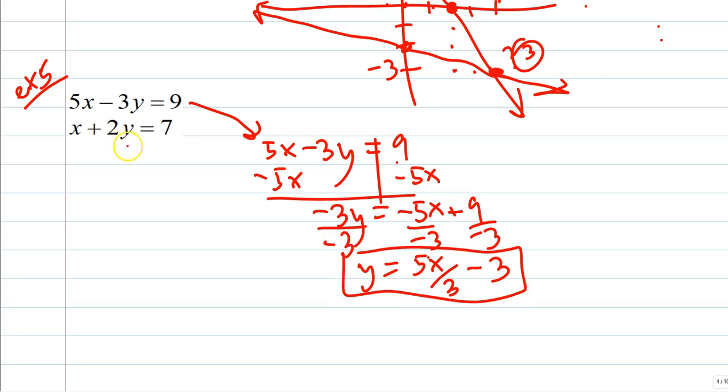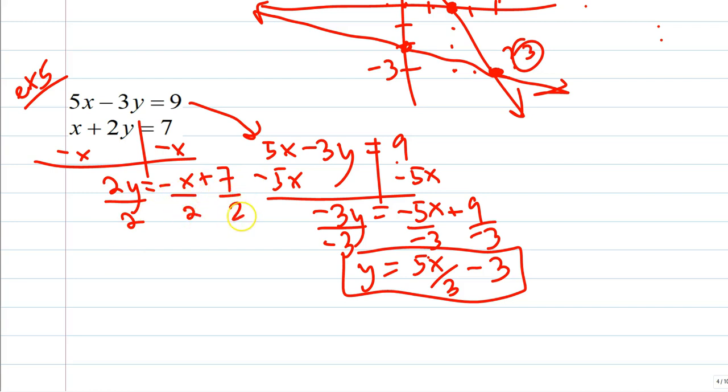Second one, solve for y. Move the x to the other side. 2y is equal to negative x plus 7. Divide both sides by 2. And y is equal to negative x over 2 plus, that doesn't simplify, does it? So we're left with 7/2, or if you like your decimals better, 3.5.